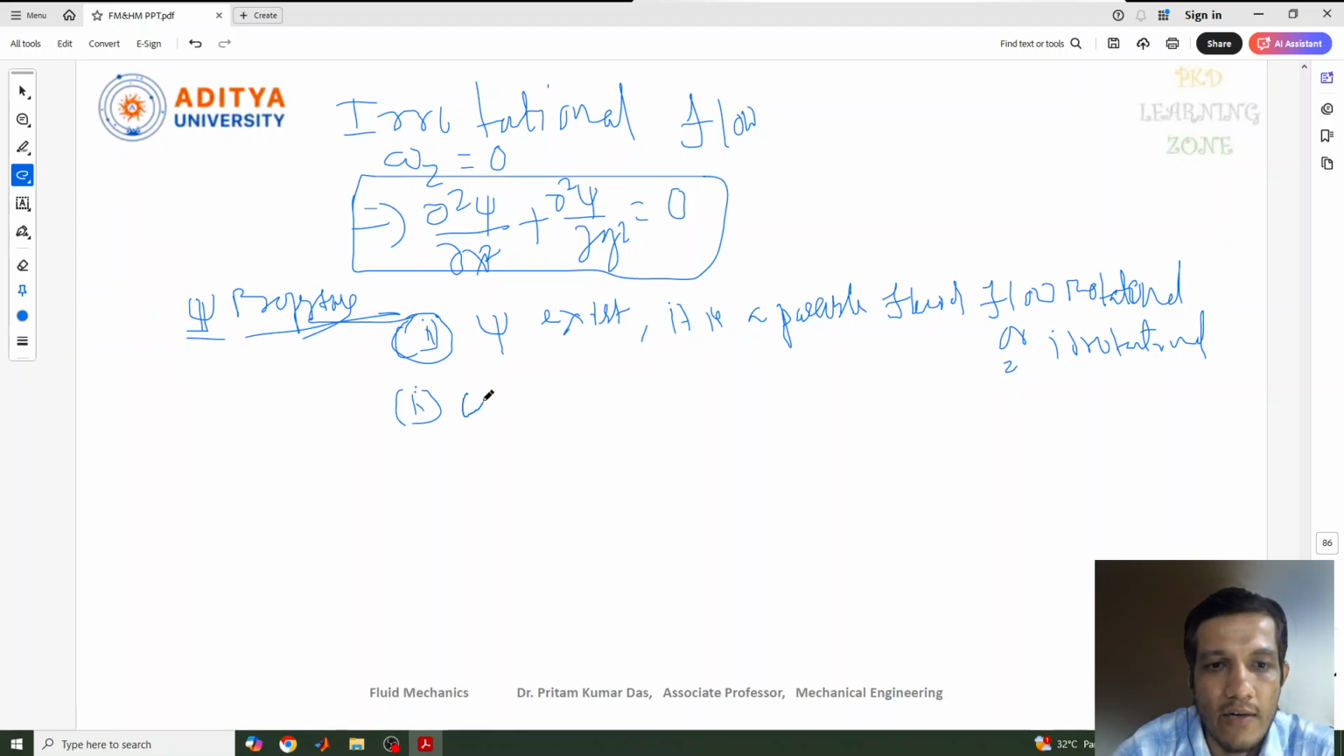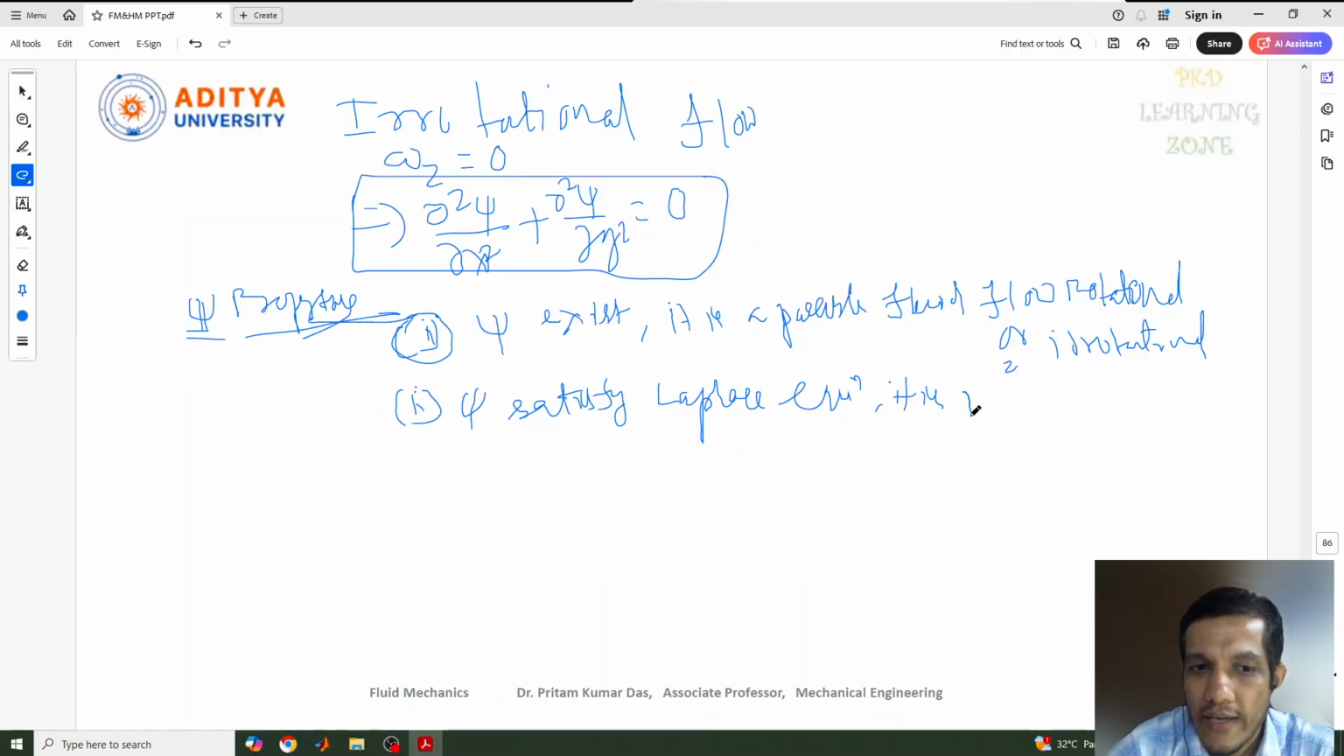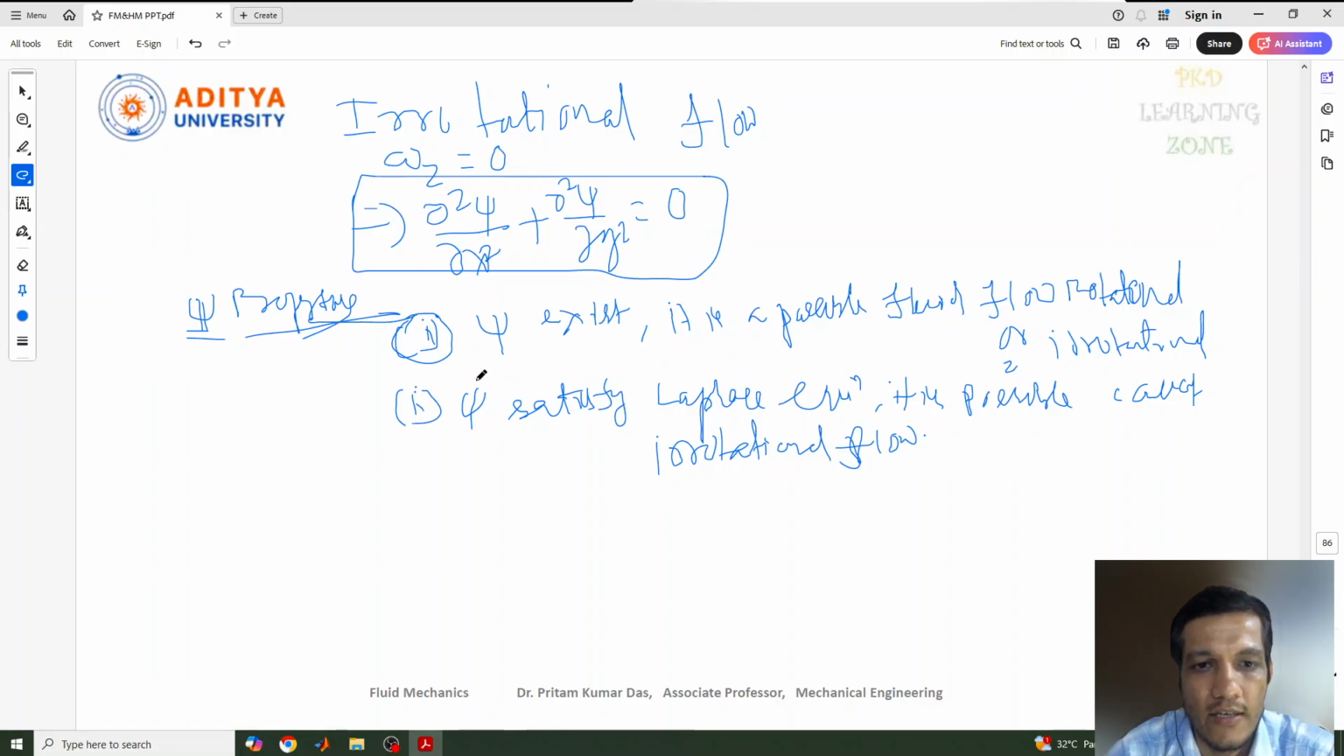Now the second one: phi exists means phi should satisfy the Laplace equation, and it is possible in case of irrotational flow. So I hope you understand the theory concept of this stream function, and these are the two properties of the stream function.